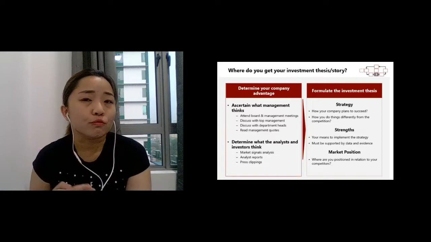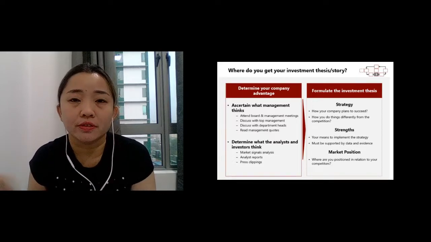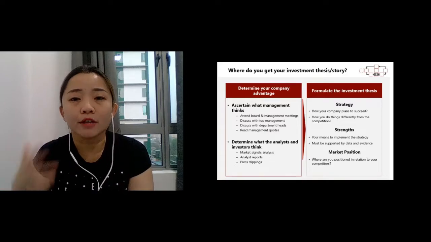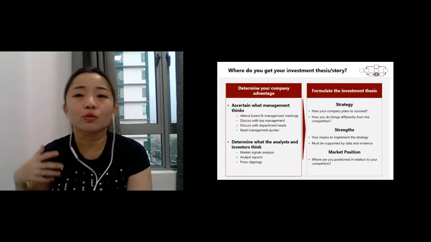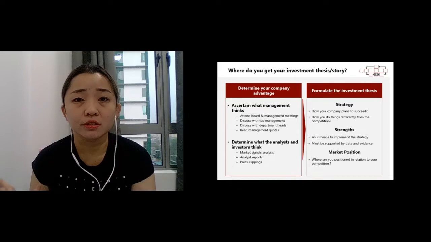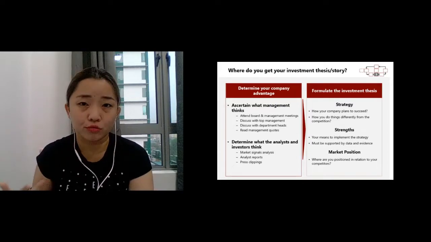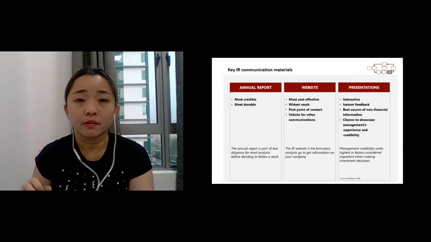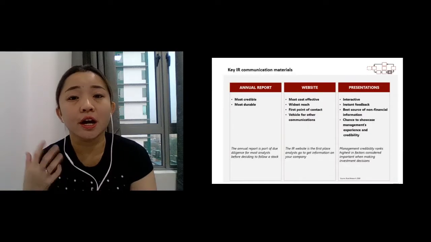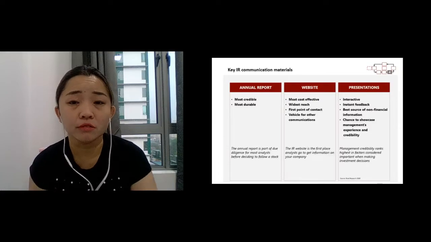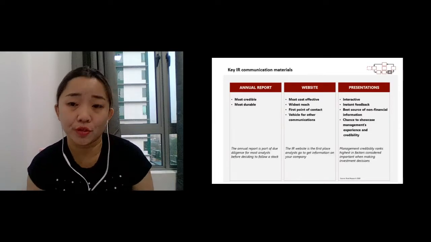An investor can choose from so many companies to invest in. They have the money. So why should they choose you? You've got to show them that you are better than your competitors. You've got to show them you know what you are doing, you know how to succeed, and you have the strength to do so, right? And these are the key IR communication materials: annual report, website, and presentation.